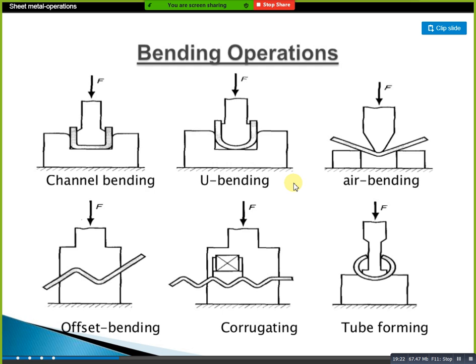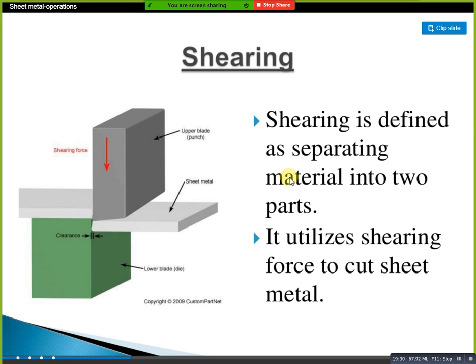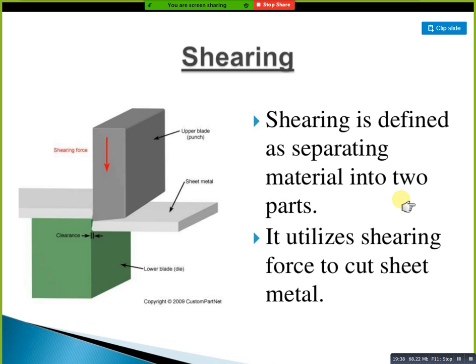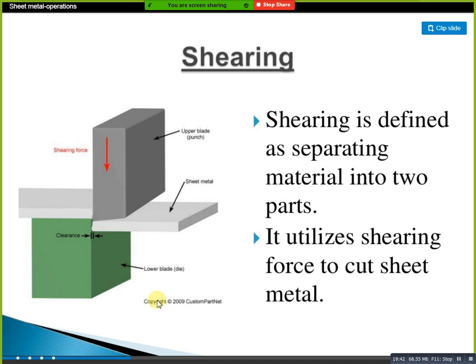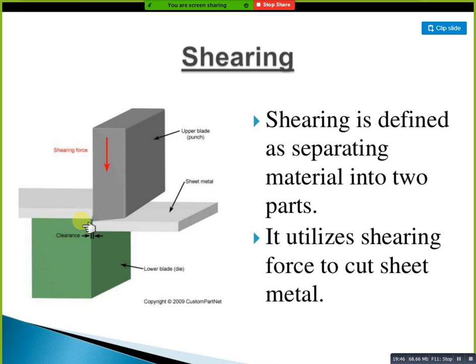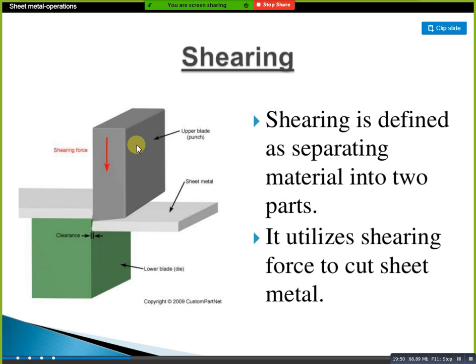See, shearing is defined as separating material into two parts. Shearing means nothing but cutting. Just you can see, you can mention your supported part or base, and under the base you can mention your sheet metal. Okay, and you will take one punch. At the same time, here also you can hold one thing, that is better for you. Otherwise you can mention the upper blade directly, you can run it and it automatically cuts the sheet metal.